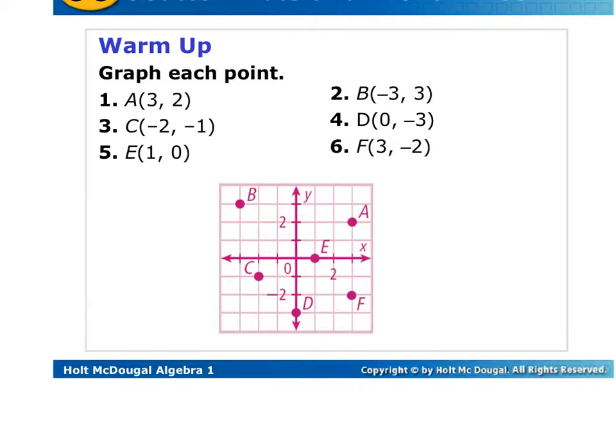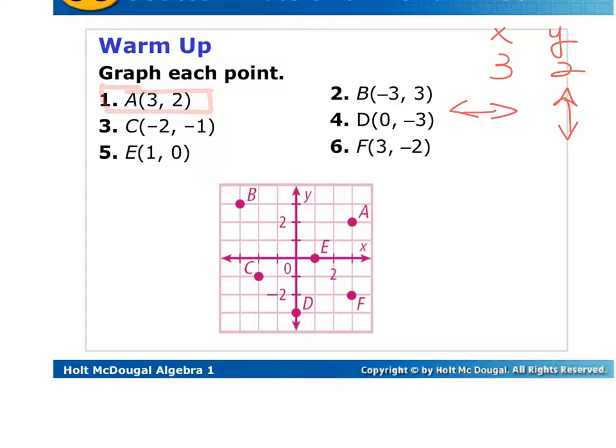So to graph the point 3, 2, right here, point A, remember the first number in your ordered pair is the X, and the second number is the Y. The first number tells you how to move side to side, left or right. If it's positive, you go right. If it's negative, you go left. And then the second number is the Y coordinate, and it tells you how to move up or down.